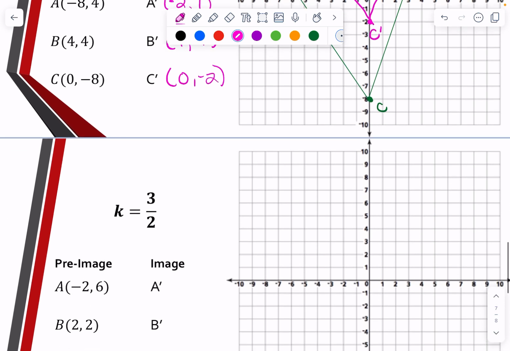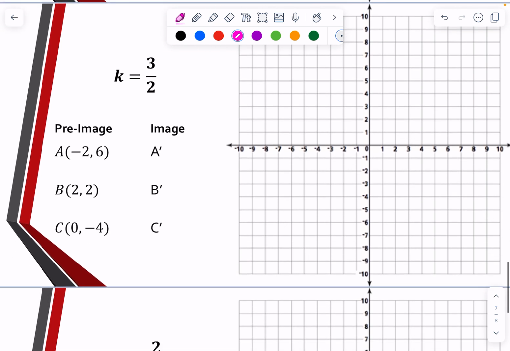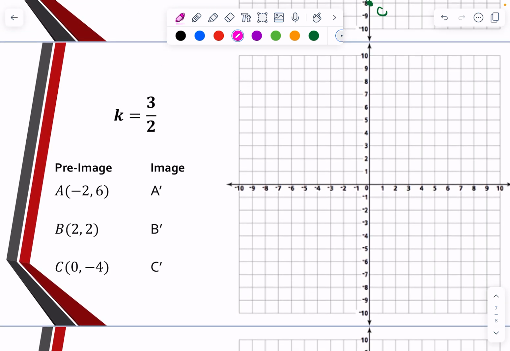Okay, let's try another one. Just a couple more here. Let's try this one. Now, when you look at that, 3/2 is bigger than 1. So this is going to cause an enlargement. So we're going to start off negative 2, 6. Here's A. B is at 2, 2. And C is at 0, negative 4. So we connect all of those.